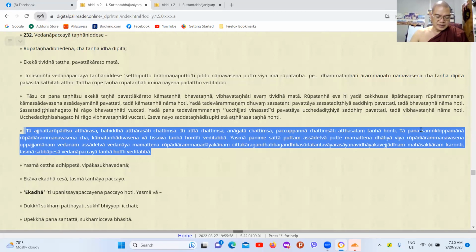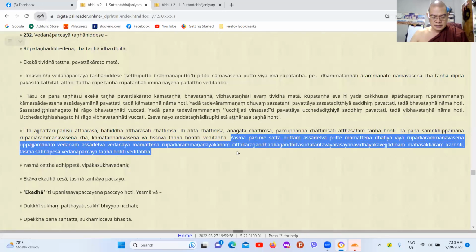Yasma pana ime satta, Buddha asa dedwa, delighting too much in the son. A daughter or son, the children. Bode mama dena, the make a decision. This is my son. Here, you see, love it too much or attach it too much to the son, mama dena. So this is my son, this is my son.